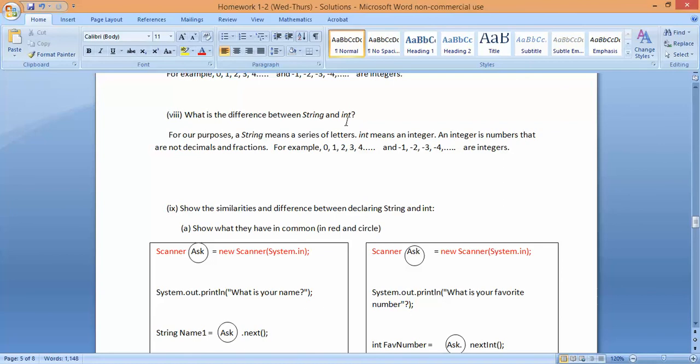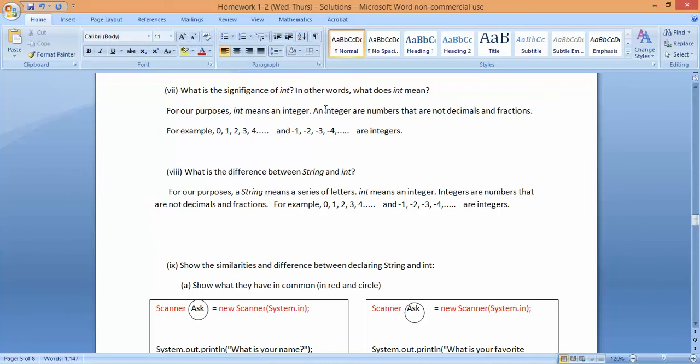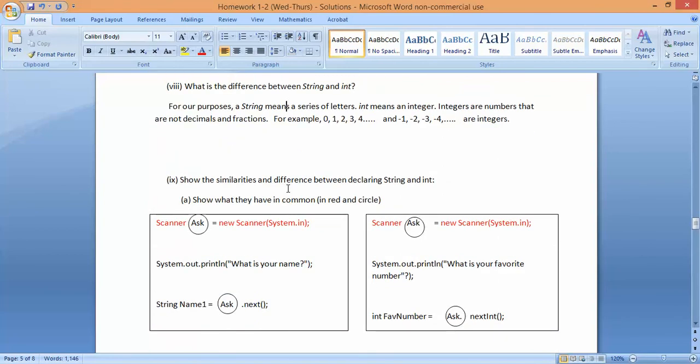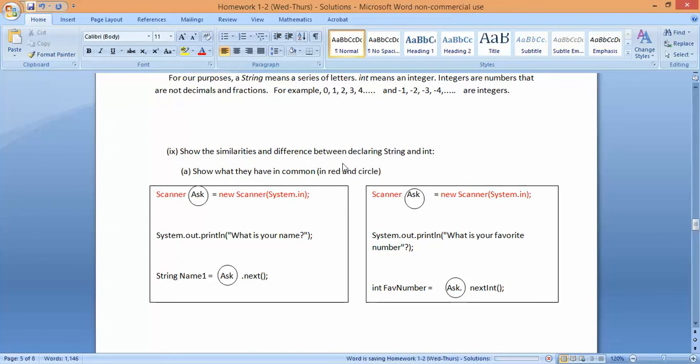Now I'm asking you, part 8, what is the difference between string and int? So you have to remember question 2. For our purposes, a string is a series of letters. Int means an integer. Integers are numbers that are not decimals and fractions. Again, we're just repeating the same thing over and over again in different forms. Be prepared for this kind of stuff. Now, the questions I'm going to ask you in the exam are not going to be this difficult. I'll ask you much simpler questions.